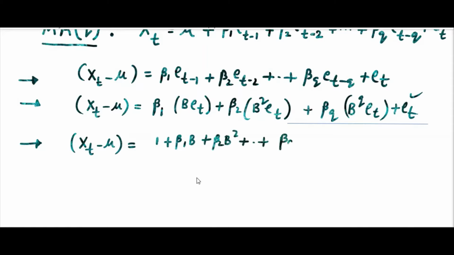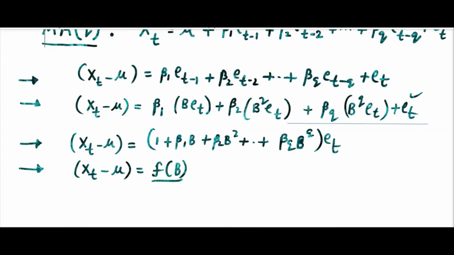Then beta q B^q. If you see, this is a polynomial of order q. The highest power is q, so this also you need to remember. This is the general representation. This will be any function. If you want, you can write it this way also, not a problem, but we'll follow the symbol as well.